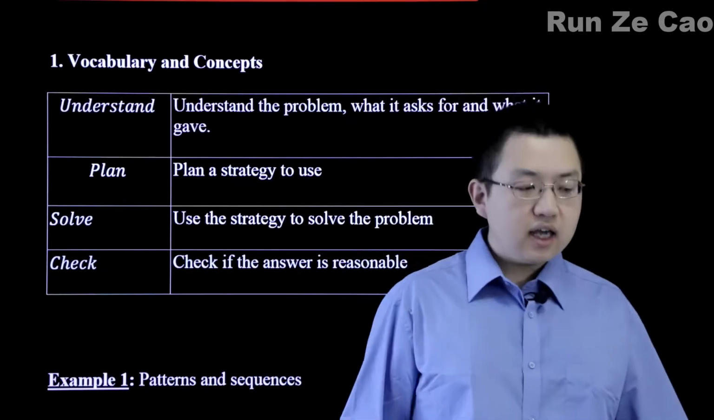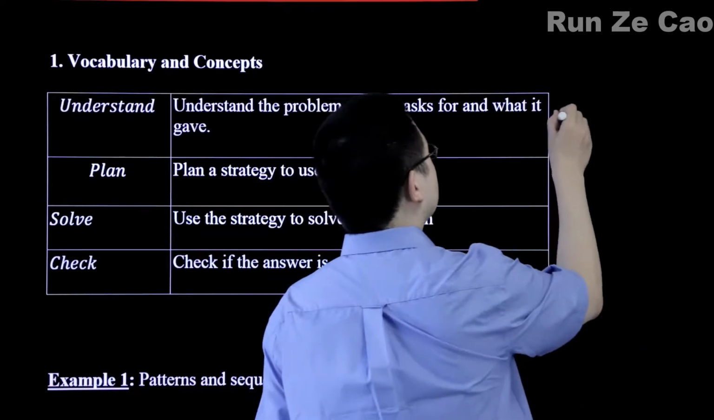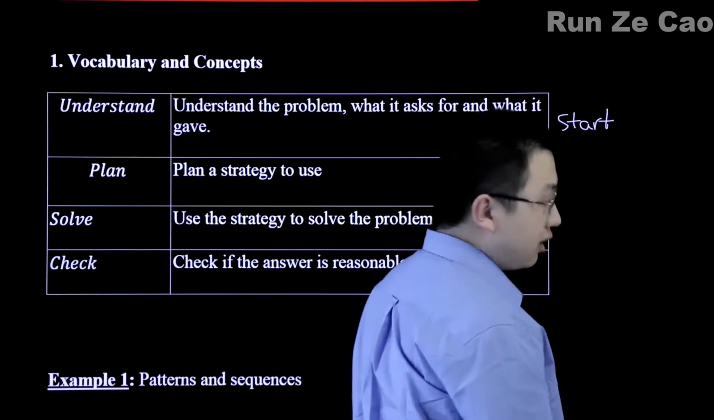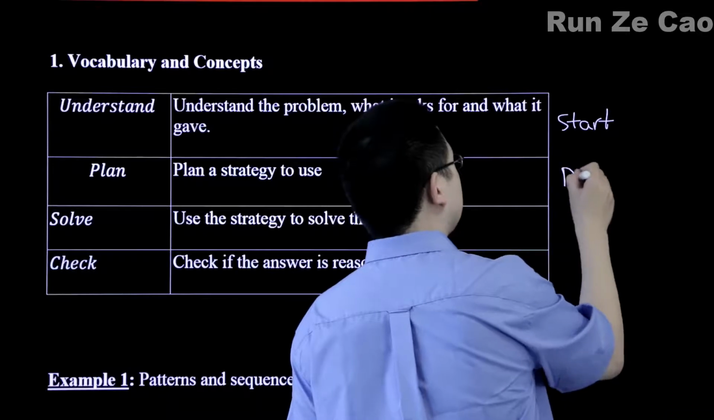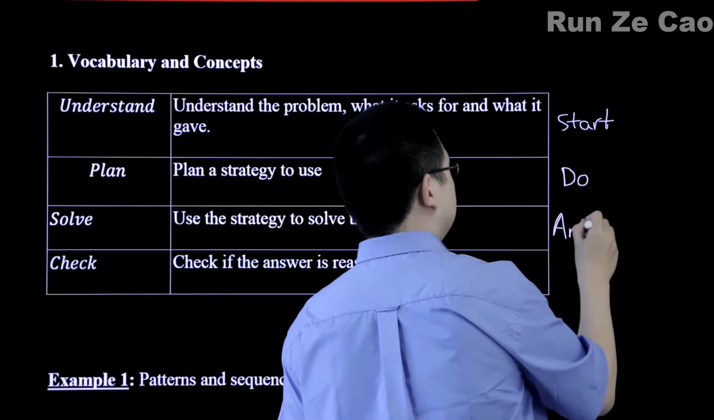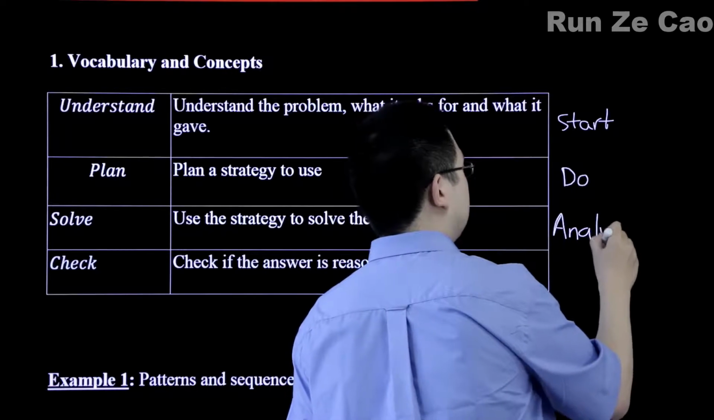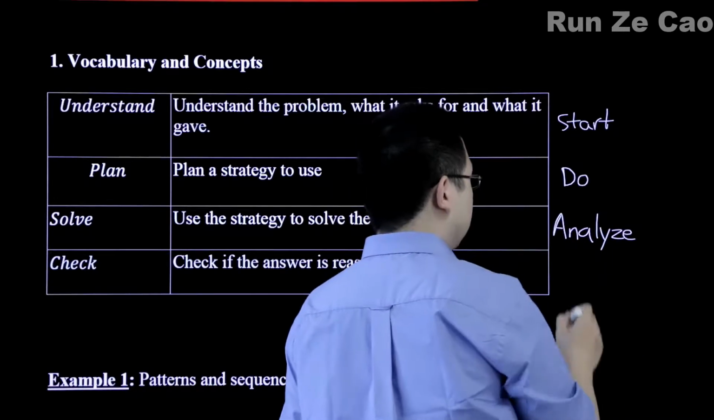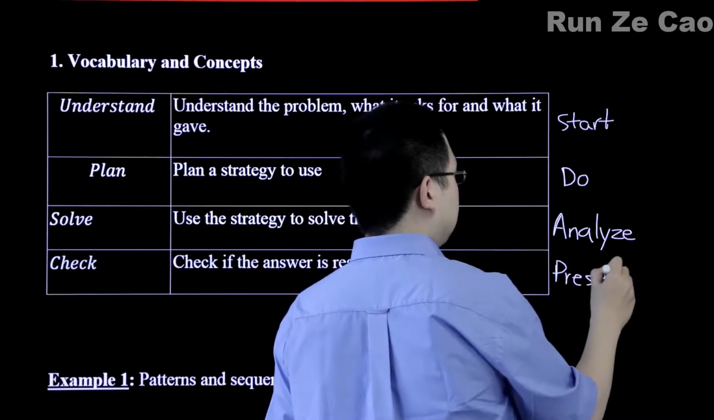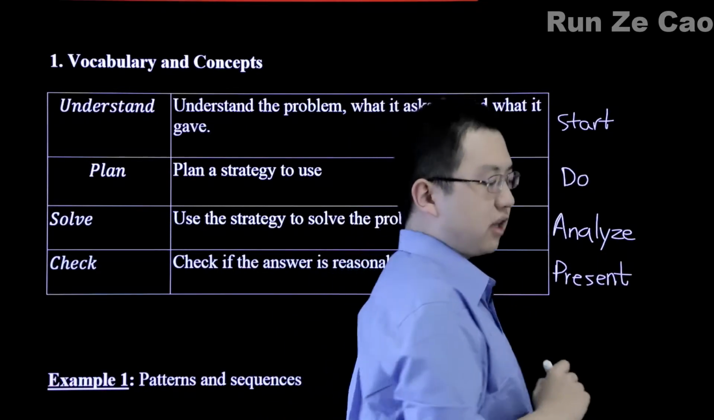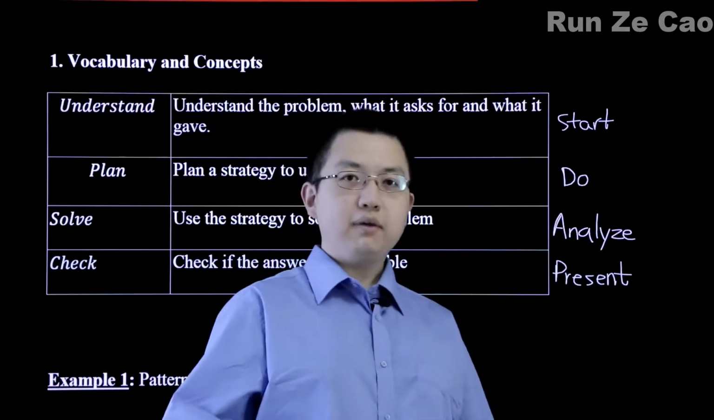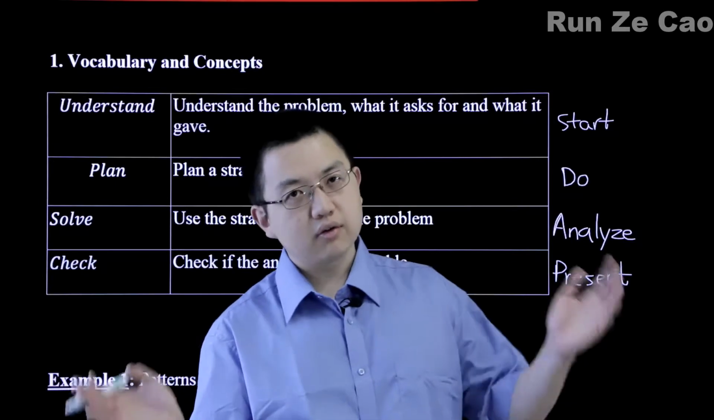The science version is start. So initiation and planning, they call it. And then do it. And then you analyze. And then you present or communicate it. Because there's a saying in science called publish or perish. So either you publish your results or they're completely useless.